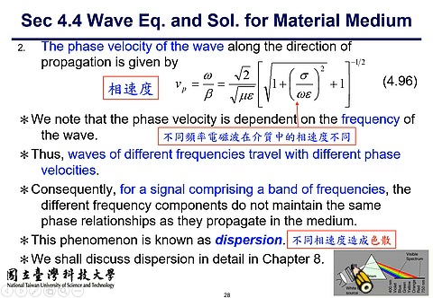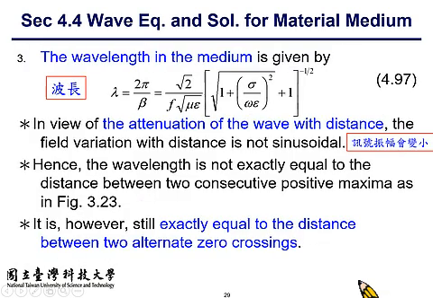So that's one of the important issues if you are doing wireless and wired communication systems, right? So this is the so-called dispersion.